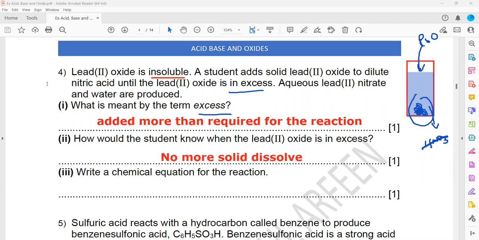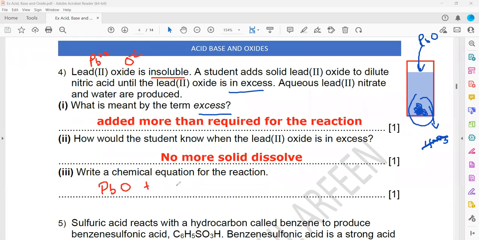Write a chemical equation. A chemical equation should always be a symbolic equation, unless they mention a word equation. So lead 2 oxide. What should be the formula for lead 2 oxide? Lead is +2 and oxygen is group 6, so -2. Both have the same valencies, so the lead 2 oxide formula will be PbO.